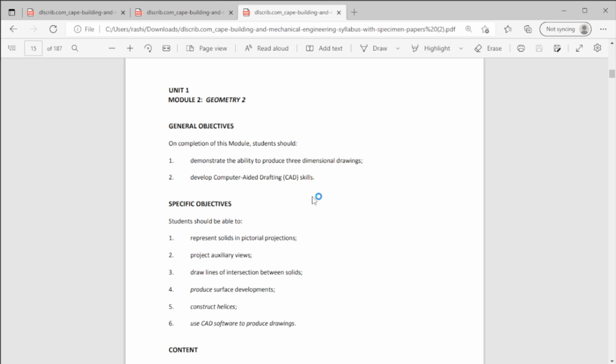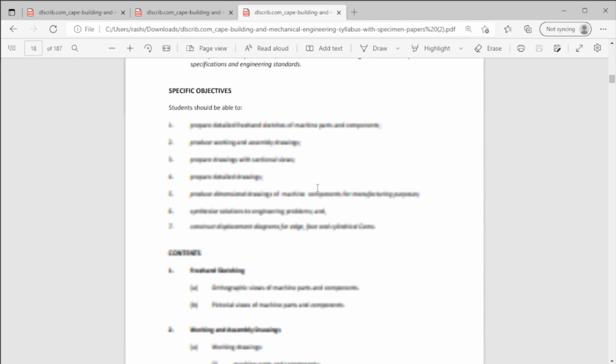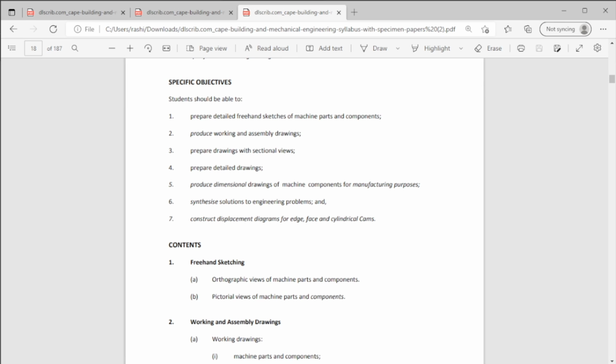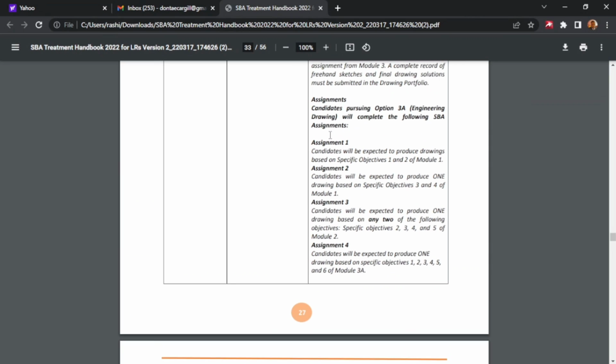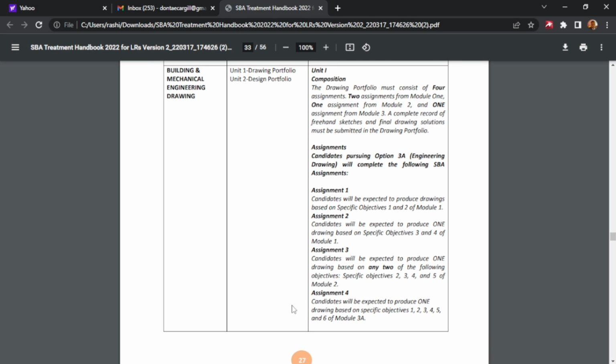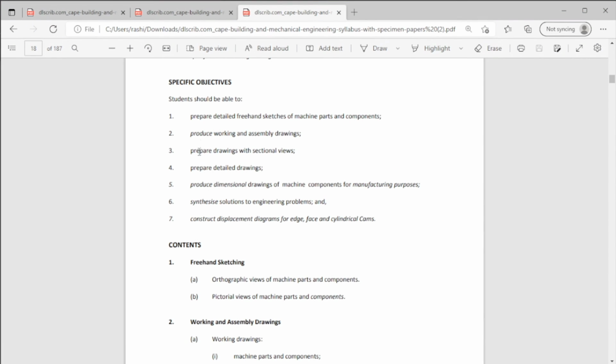So let me just scroll down to module 3. Since we're at 3A, let's look at 3A, which is the mechanical aspect. This is what you're going to do for that module, and it's only if you're doing mechanical drawing. Candidates will be expected to produce one drawing based on specific objectives 1, 2, 3, 4, 5, and 6 of module 3A.